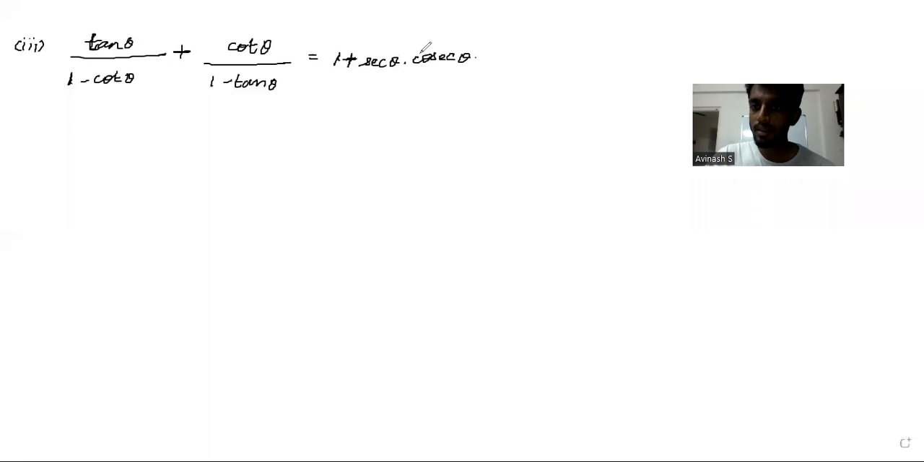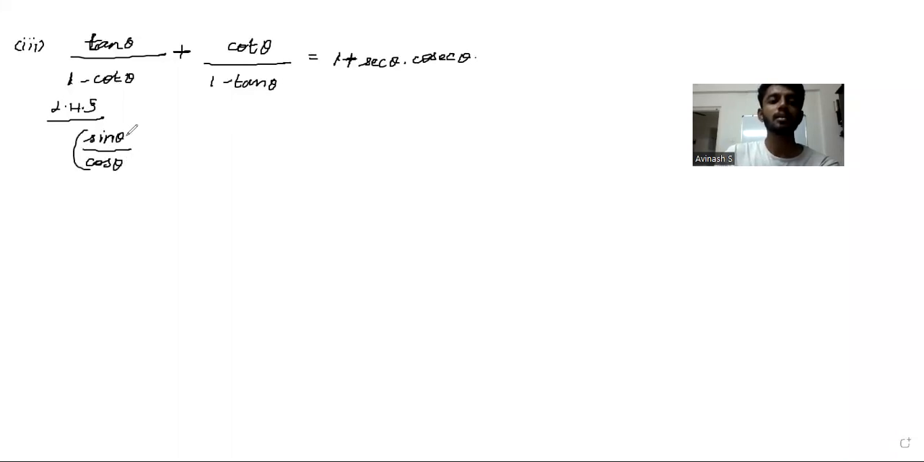Now let's try to understand the third subdivision. The left hand side looks quite a bit complex. So what we are going to do is convert the terms in the left hand side into simple trigonometric ratios, which is sine and cos. That's what we are going to do. So the numerator here, that is tan theta, will become sine theta by cos theta. So this is the conversion that we need to know.